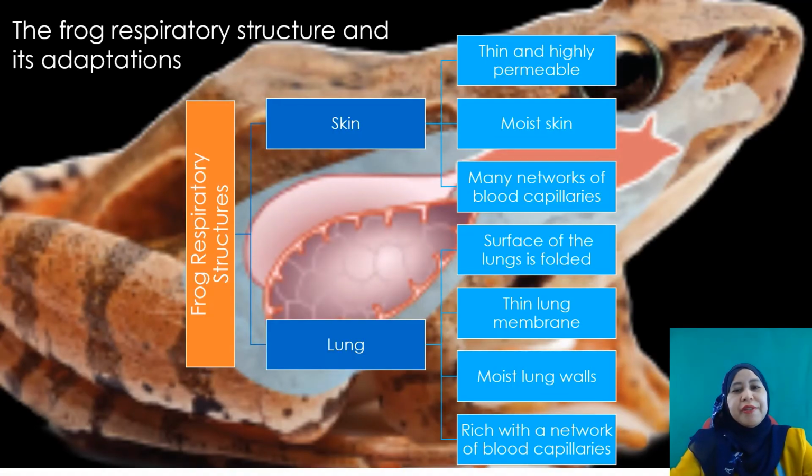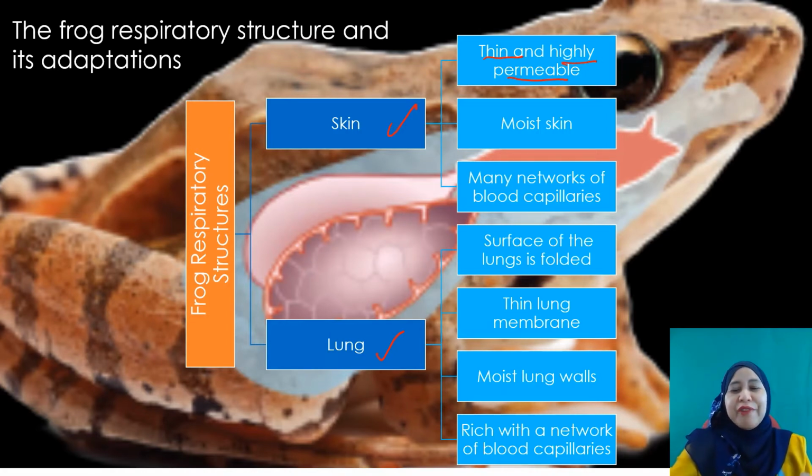The respiratory structure for frogs can be divided into two, meaning frog can respirate through two respiratory structures, that is through skin as well as lung. So we are going to see the adaptation for frog skin first. Frog skin is thin and highly permeable. When it is thin, it is easy for the gases to diffuse.